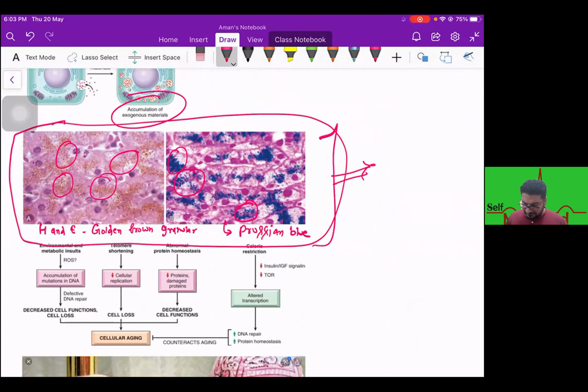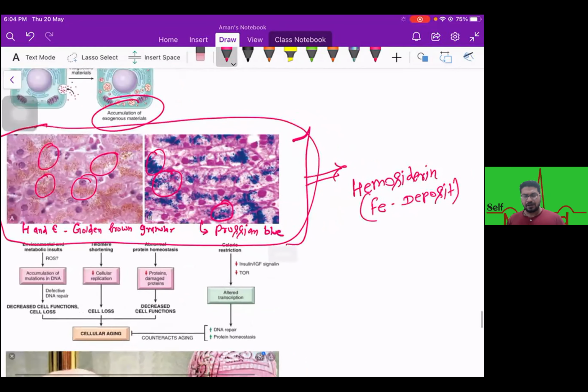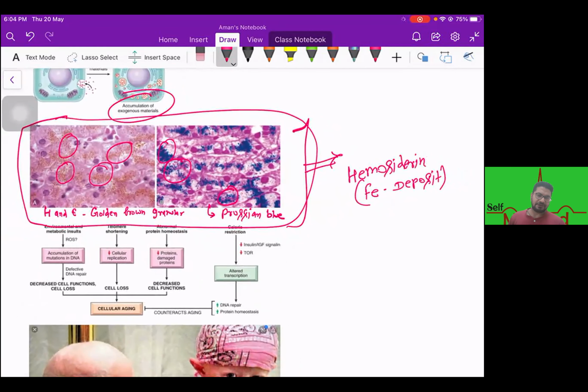This is due to the pigment called hemosiderin, and these are nothing but iron deposits. Hemosiderin is an iron containing pigment. So it will have two patterns: a fine granular golden brown pattern, or a bluish pattern in a special stain. The special stain that we use for hemosiderin is Prussian blue. We also call this a pearl stain. The other name is pearl stain.